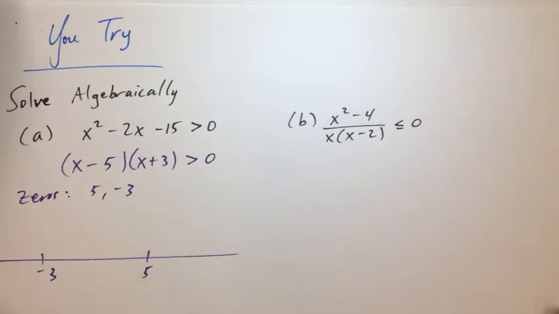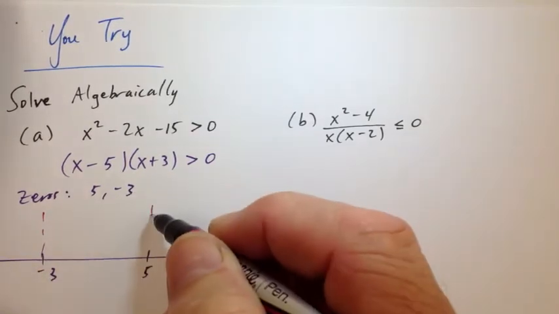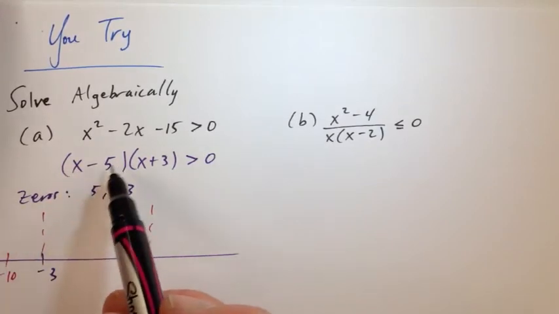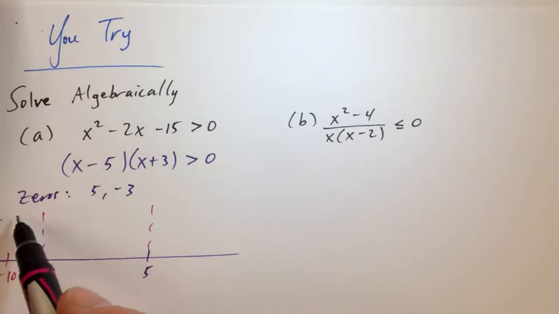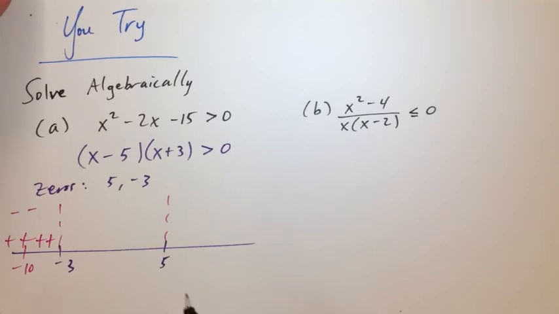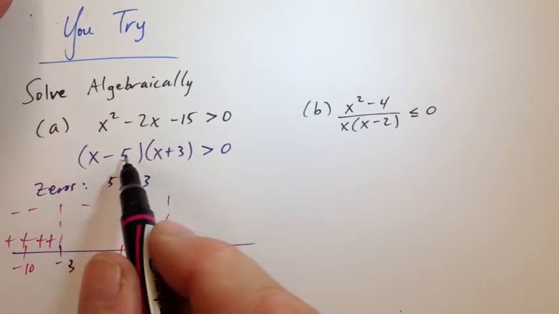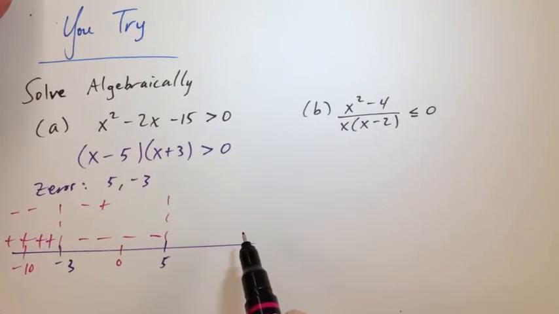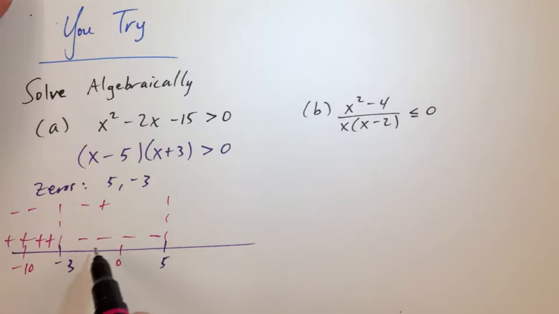So 5 and negative 3, I've broken down my interval into 3 parts. To the left of negative 3, we can pick a test value of negative 10. That would cause the first factor to be negative and the second factor to be negative. Two negatives multiplied together give us a positive. And then in between negative 3 and 5, we have 0. 0 minus 5 is negative. 0 plus 3 is positive. So we know that on that interval, the function's values are negative.